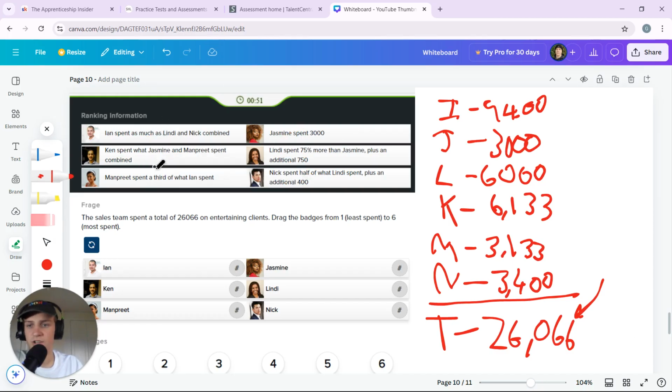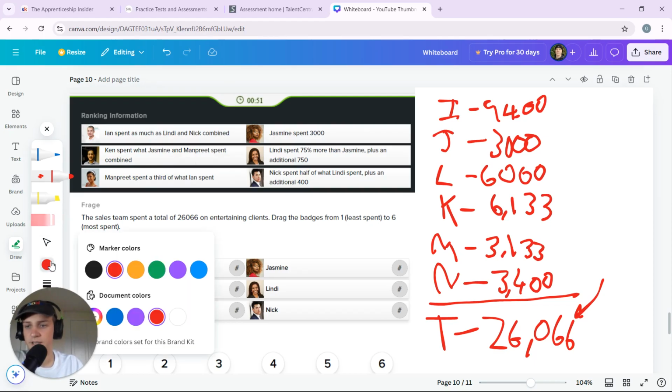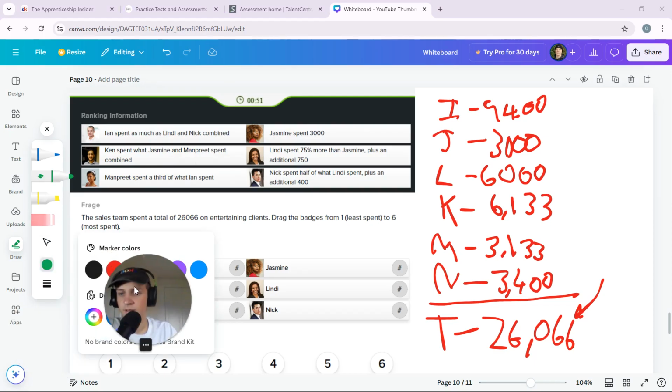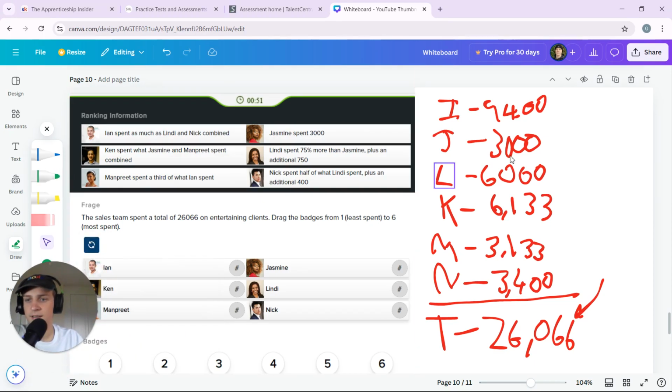Okay, so let me just go through and double check every single one. So yeah, I made a mistake. Let's work it out. This is good at simulating what happens when you do this and you've made a calculation error somewhere. So Jasmine spent 3,000, Jasmine 3,000, right? I'm definitely happy with that one. Just make sure you go and check the calculation, right? Lindy spent 75% more than Jasmine plus 750.